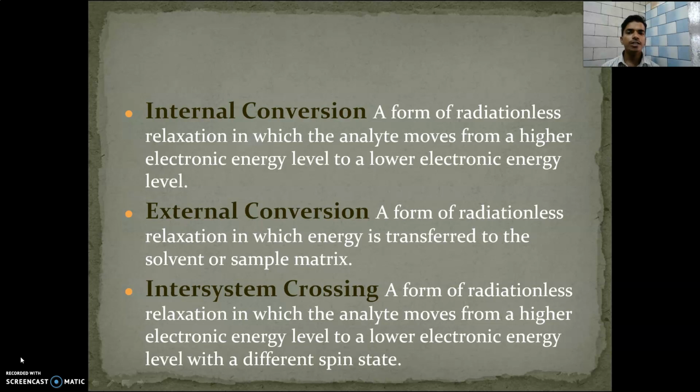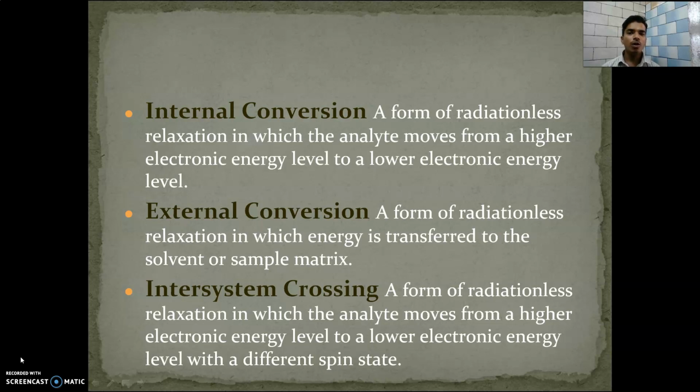Then in the case of external conversion, it is a radiationless relaxation in which energy is transferred to a solvent or to the sample matrix. The intersystem crossing is a form of radiationless relaxation in which the analyte moves from a higher electronic energy level to a lower electronic energy level with a different spin.